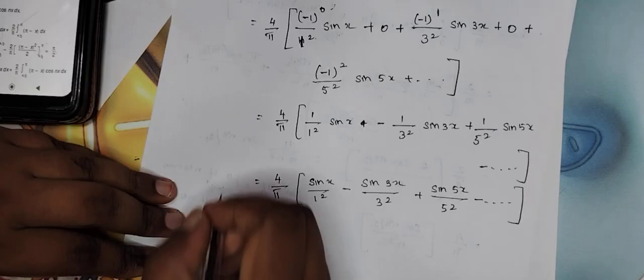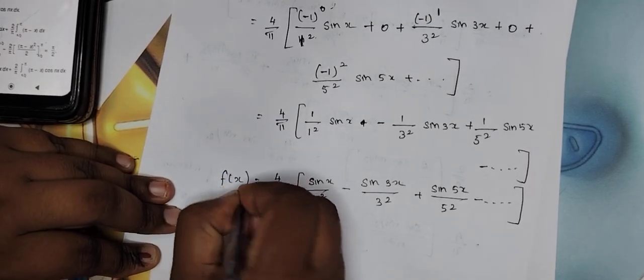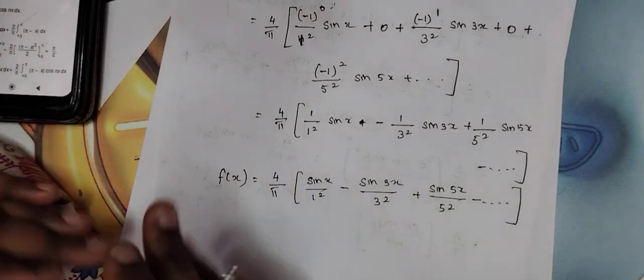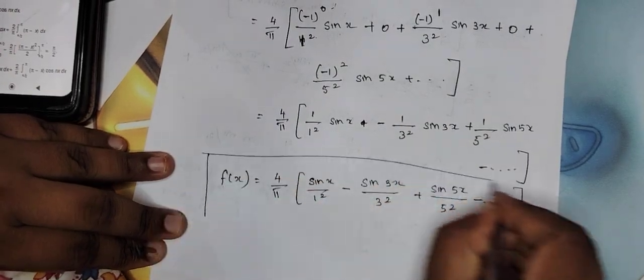Thus, this is the final answer of the Fourier series. Therefore the half range Fourier series of the given function is nothing but this value.